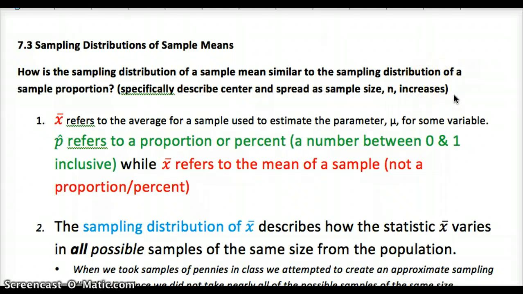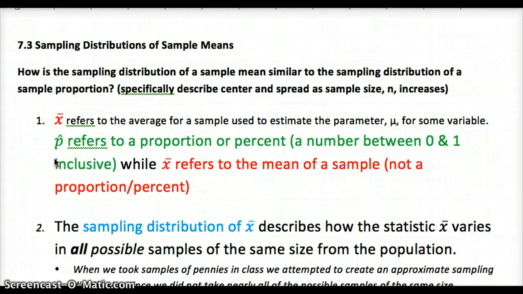So in order to first address that question, let's get some symbols straight to make sure you have them straight in your mind. X bar is the sample mean. So that refers to a number that's not a proportion, used to estimate our parameter for some variable. P hat, which is what we've talked about, is the sample proportion. So if we're talking about a proportion, like when we looked at the Reese's Pieces, what proportion of the candies were orange, then we're using P hat.